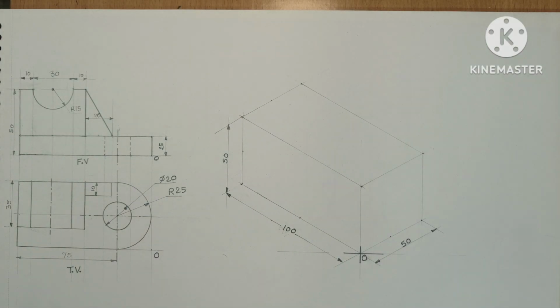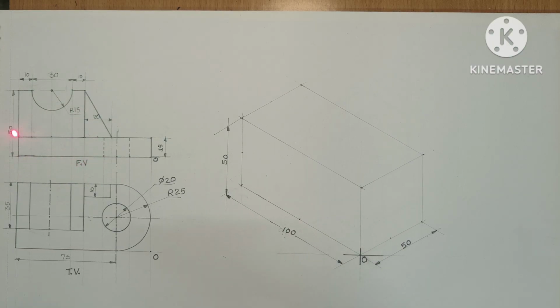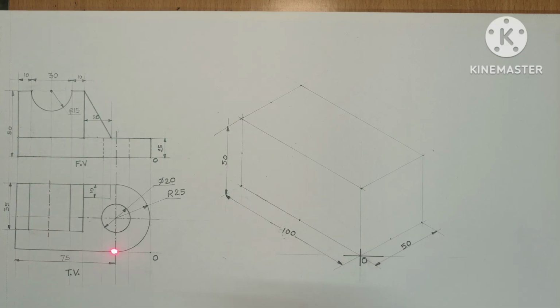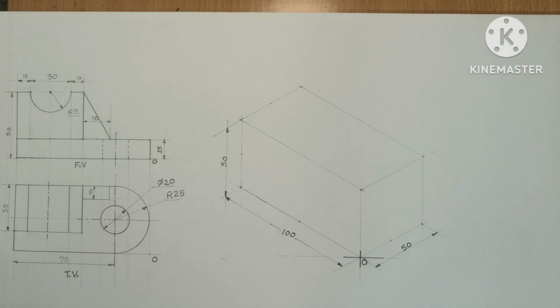Let us see the problem of isometric view. What is the question? In the question, the front view is given. This one is the front view and this one is the top view. Top view is given and front view is given. Now we will see how to construct the box for isometric projection.